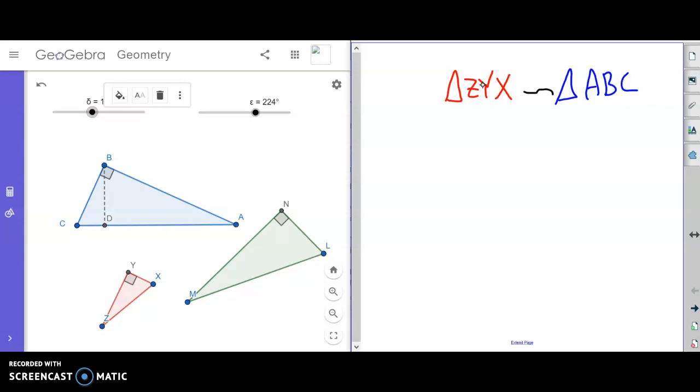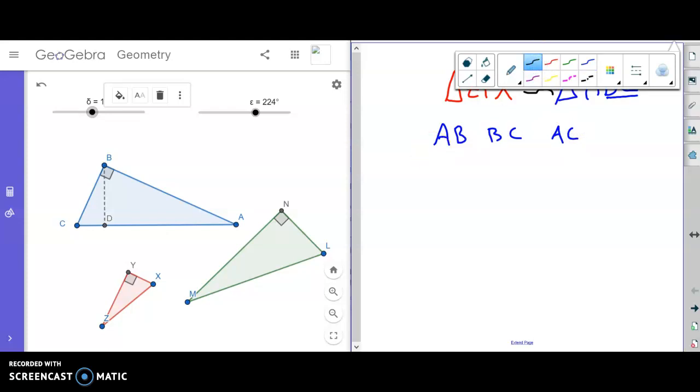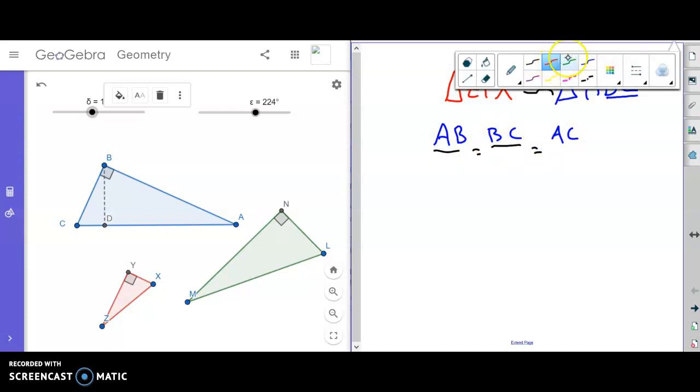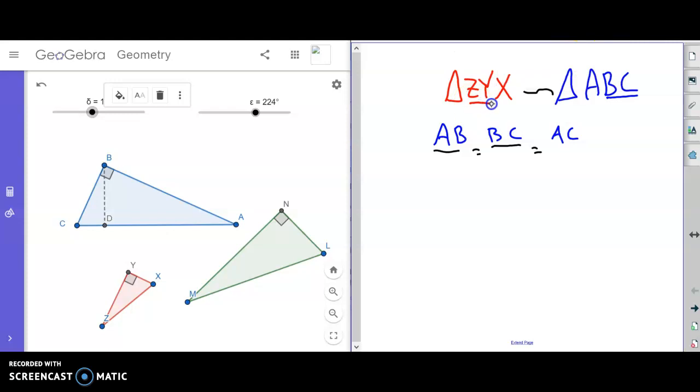We got that from matching the angles, but because they're similar, we also know the proportions of the sides. If I write that out, I'll do the blue on top. AB is on the top portion, then BC, and then my bookends AC. But remember, they're not equal. They are the tops of the ratios, the proportions, and I can match those to my red ones. AB matches with ZY. BC matches with YX. And AC matches with ZX.